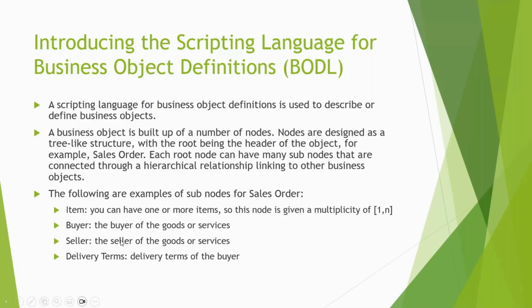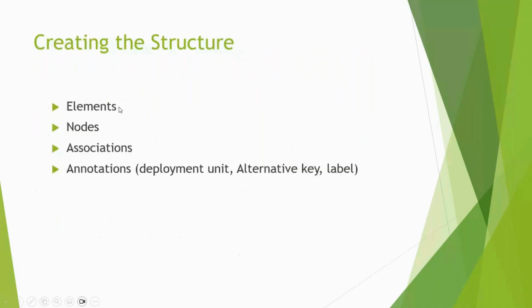So these are the main things available in BODL: to define elements under the BO, which is nothing but stating the fields in the root node. If you want repetitive things, then we have to go with child nodes, and then association. Let's say we have two BOs here.